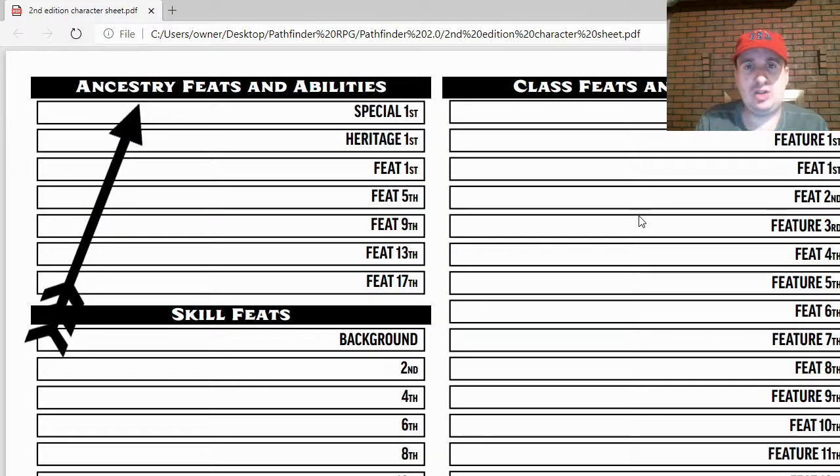The second page is all about feats and other abilities, as well as inventory. Let's get started with feats. There are 4 different types of feats in this game: Ancestry, Skill, General, and Class. Ancestry feats are abilities that you can use because you belong to a certain group of people. For example, if you're an elf, you can use these feats. Or you're a dwarf, you can use these feats. I'll cover more on those in my ancestry videos.